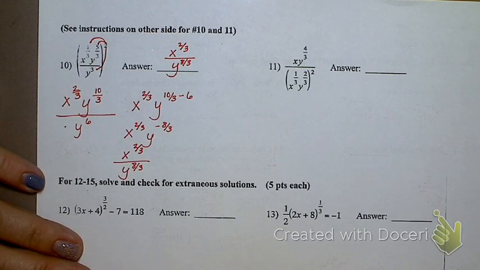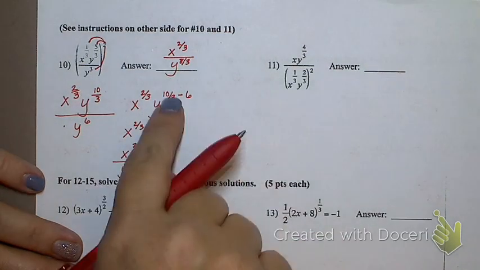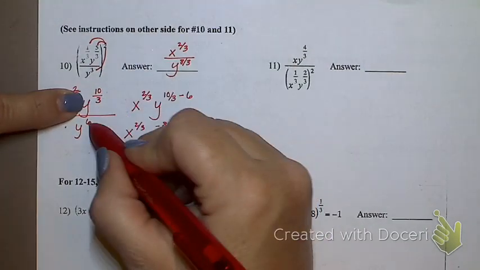Questions there? How did you subtract it? Like the y stuff? The 10/3 minus 6, you just subtract the exponents. Oh, okay.